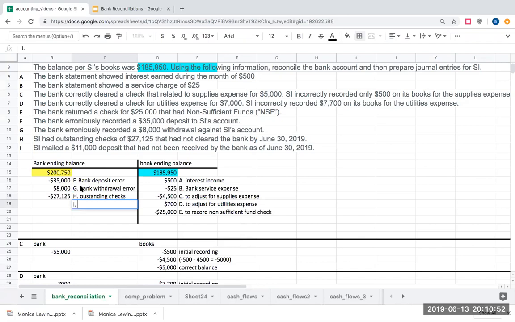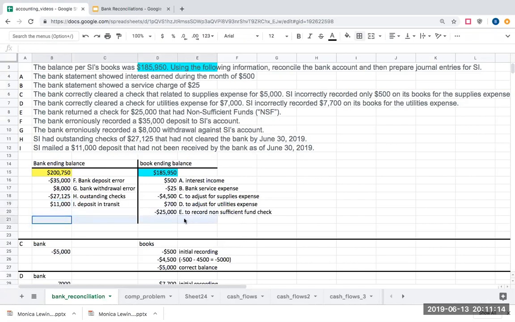But back in the day, if we're mailing a deposit or if we've made a deposit that's not reflected on our bank balance, meaning that we've put the deposit on my books, but it's not yet hit my bank, I need to add this in, and we're going to call this a deposit in transit. And this here is going to be for $11,000.